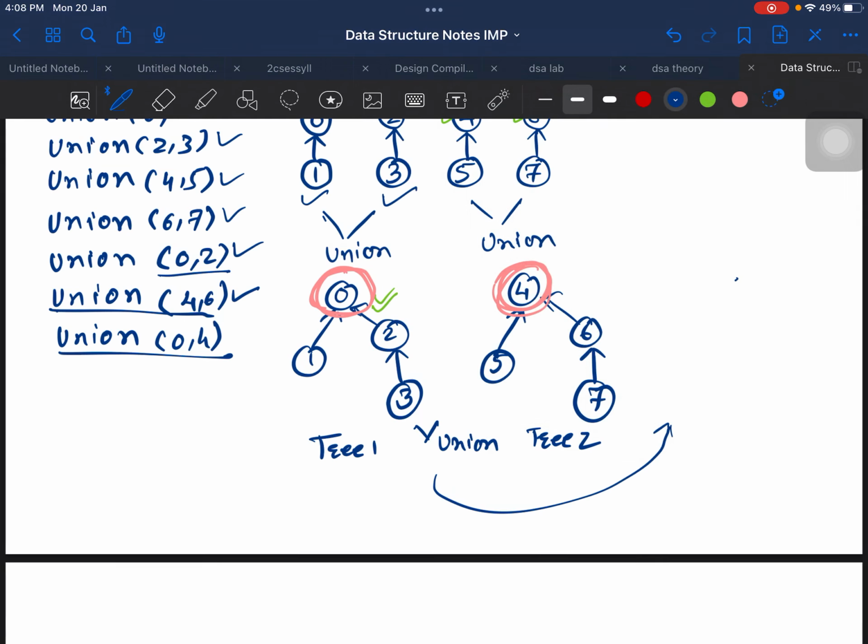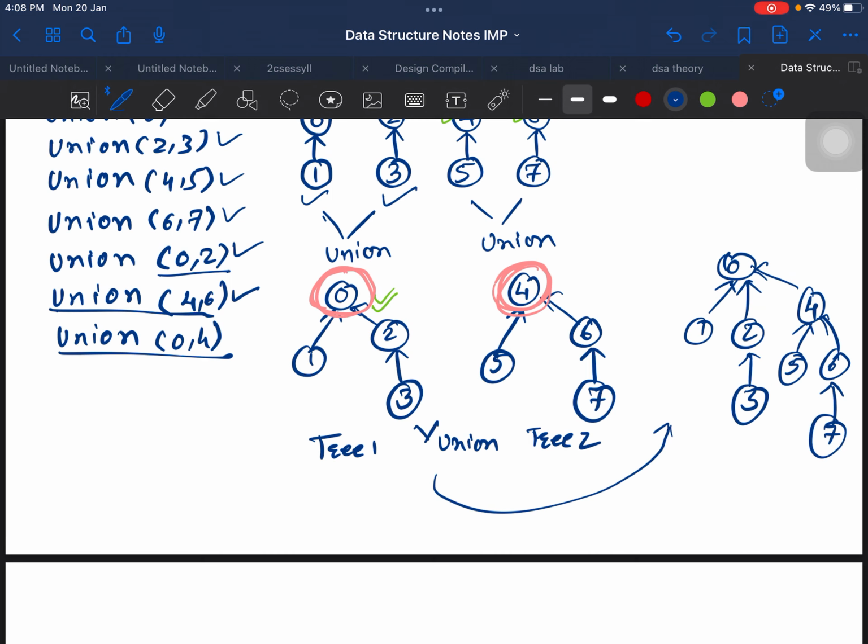I am making 0 the parent. This is 0, then this is 1. Then I have this 2, I have this 3. Now I am merging this 4 here. So 4, this is 5, this is 6, and this is 7. So see, this is my graphical presentation.